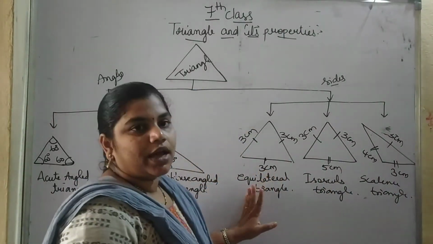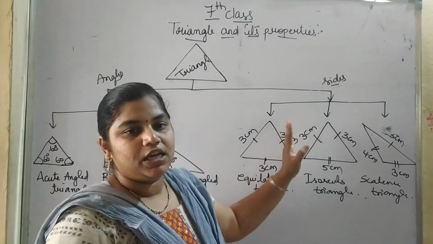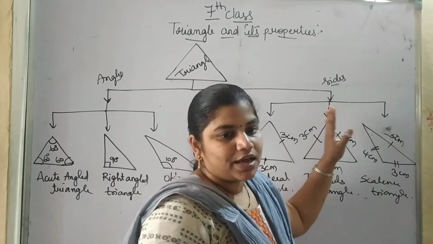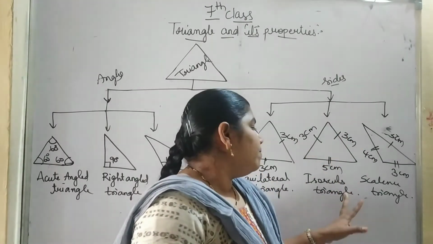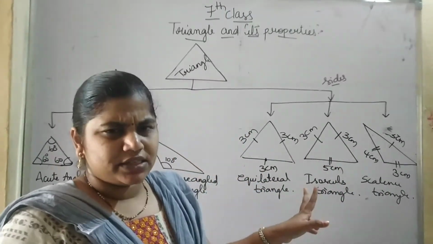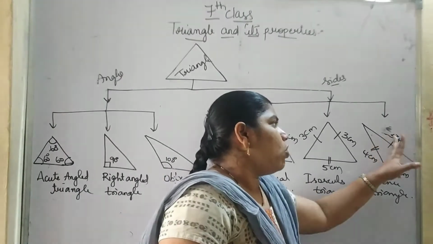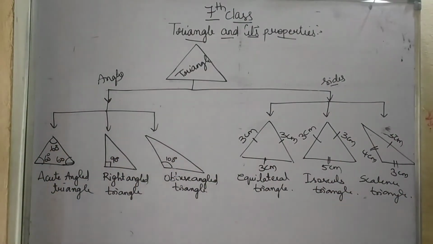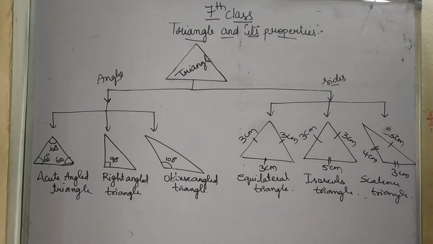What is an equilateral triangle? When all the three sides are equal, we will call it an equilateral triangle. When two sides are equal and one side is different, we will call it an isosceles triangle. And when all the three sides are different, we will call it a scalene triangle. So this is about the triangles.